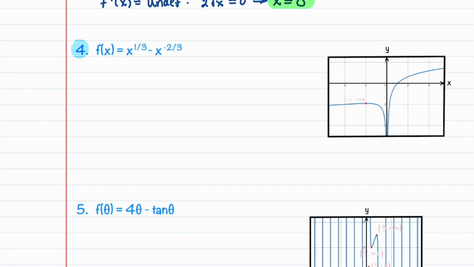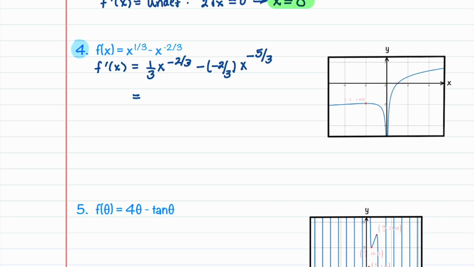Let's now look at our fourth example. For this example, f of x is x to the 1/3 minus x to the minus 2/3. Let's take the derivative. F prime at x is 1/3 x to the minus 2/3. We just subtract 1 from 1/3. And then we have a minus 2/3 times x to the minus 2/3 minus 1. So that's a minus 5/3.